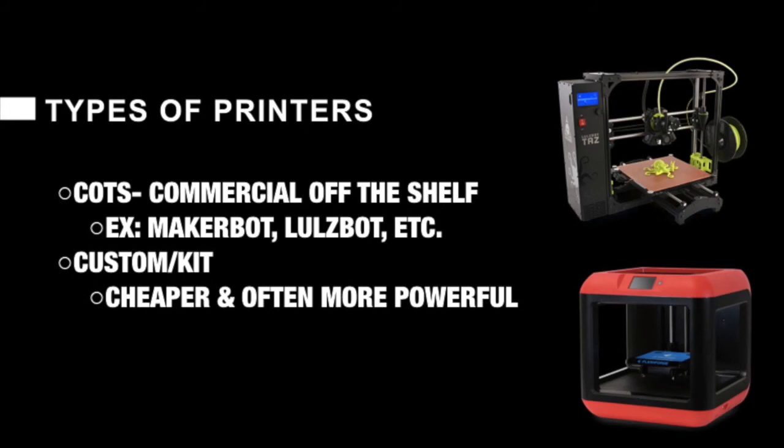Some examples of these are the common ones such as MakerBot, Lulzbot, which you can see in the top right corner, and Monoprice, which you can see in the bottom right hand corner. And then you'll see that there's custom/kit. These ones are cheaper and often more powerful. We use a custom printer that we custom designed and fabricated, so we're able to get more bang for our buck, as well as be able to print higher end filaments that require more heat to print.